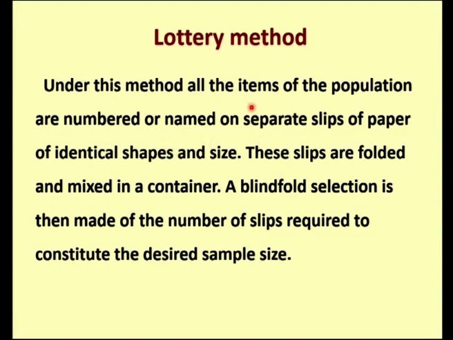The number on the slips will become a sample unit, and the number of units will constitute the desired sample size. This is the easiest method, but it is not practical, because if the population consists of very large units, then it is not possible to write each and every unit on an individual slip. It will become cumbersome, and the work will become difficult.